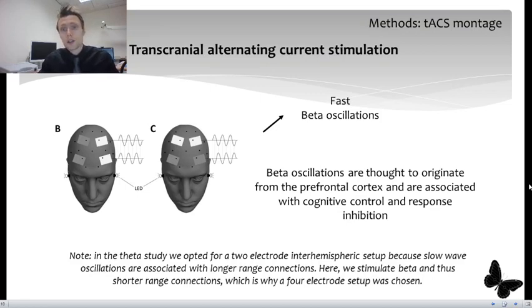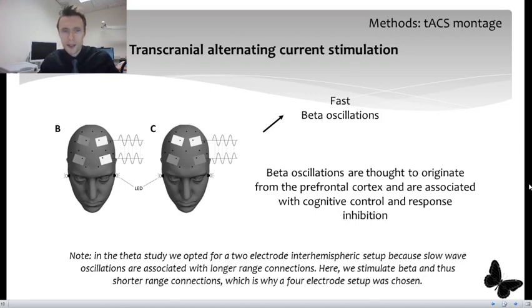So we thought, why not do exactly the same experiment, but this time with beta oscillations? We tried to replicate the study completely. However, we used a slightly different montage, in which we used an in-phase and an out-of-phase montage, basically to have one hemisphere in the same phase or in the opposite phase.